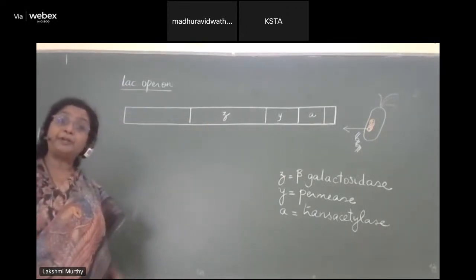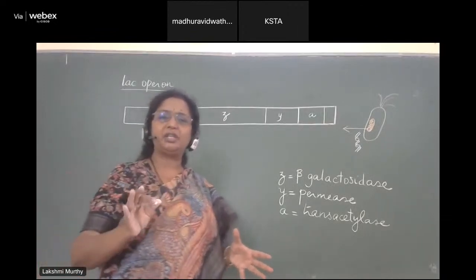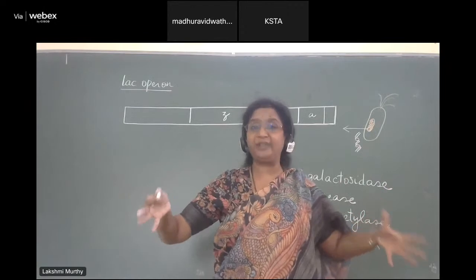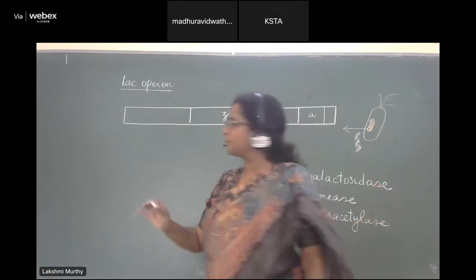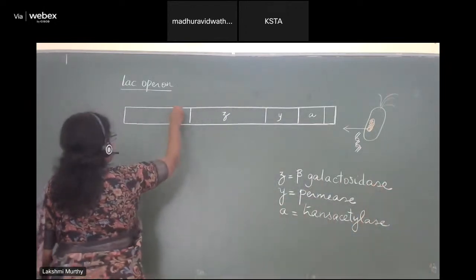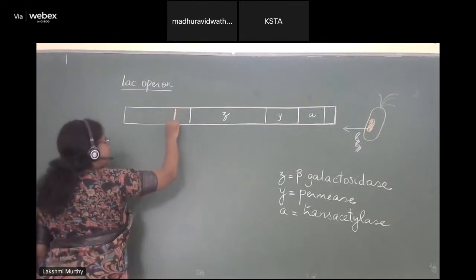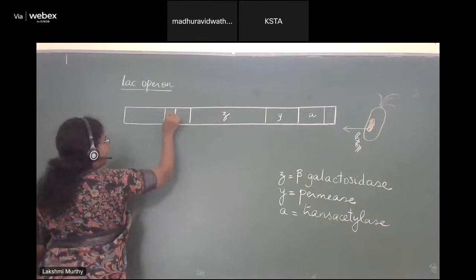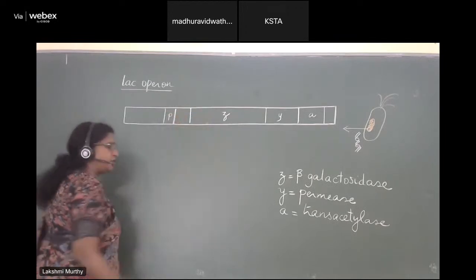Now I have to come to the promoter. You all know that a gene should have on one side the promoter and on the other side it should be flanked by the terminator. So I am going to have a promoter sitting here, and the promoter is a little bit at a distance from ZYA. This is going to be the promoter gene.